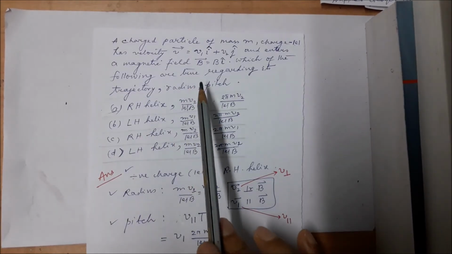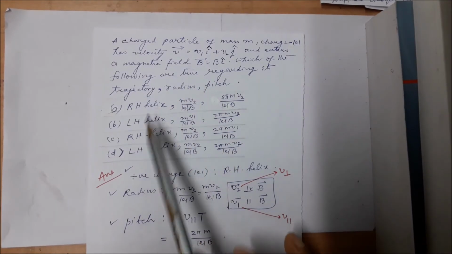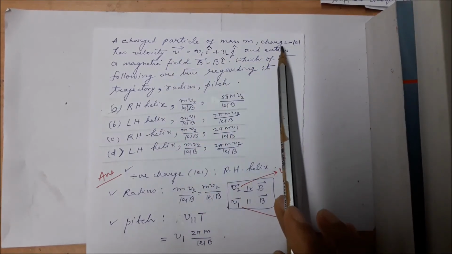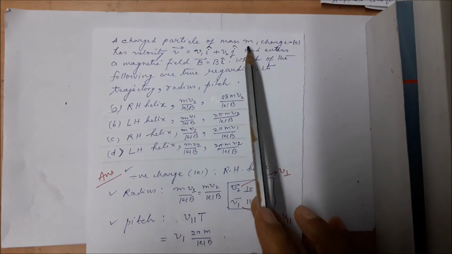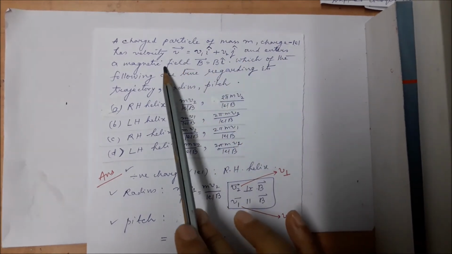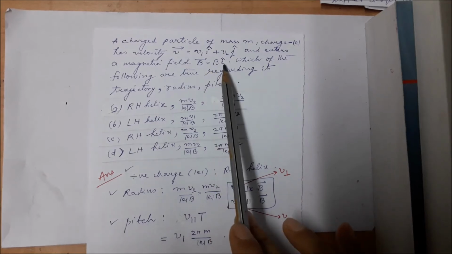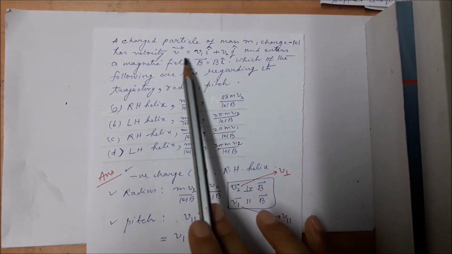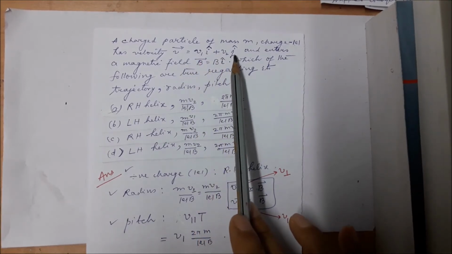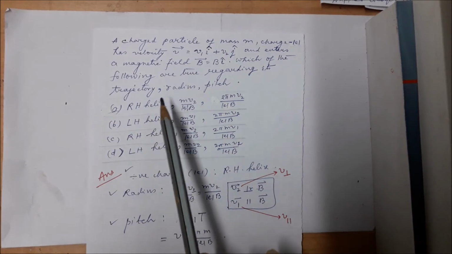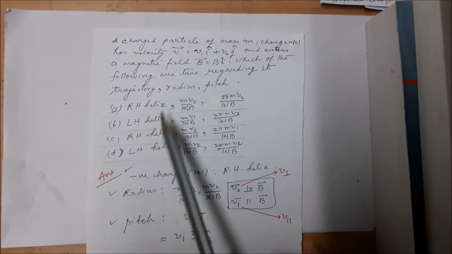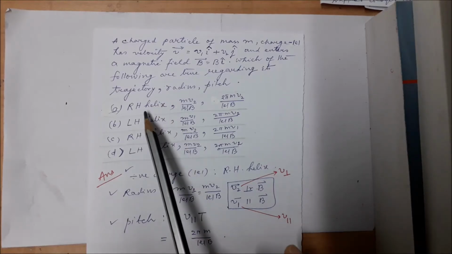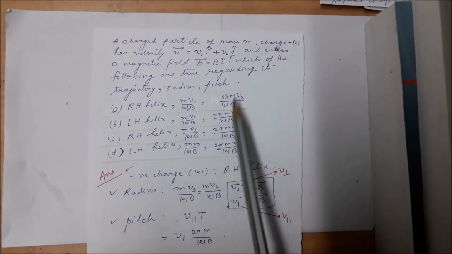The next problem is MCQ type. We have 4 options, and the problem is that an electron of mass m moves into a magnetic field, and the field direction is along i cap, while the velocity with which it enters the field is v1 i cap plus v2 j cap. Now we have to find the correct option, and the options predict about the trajectory, radius and pitch.